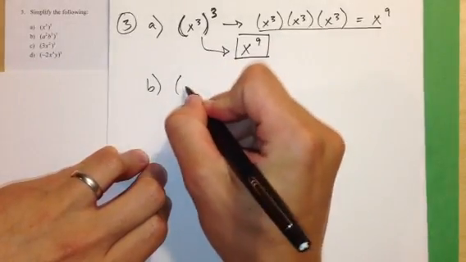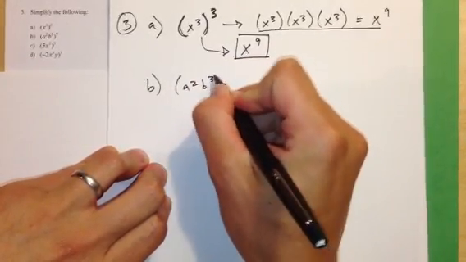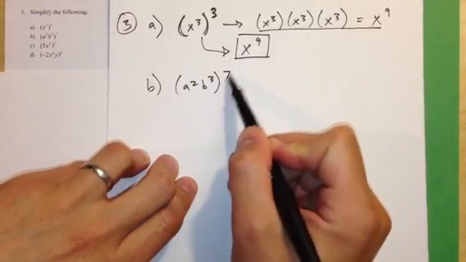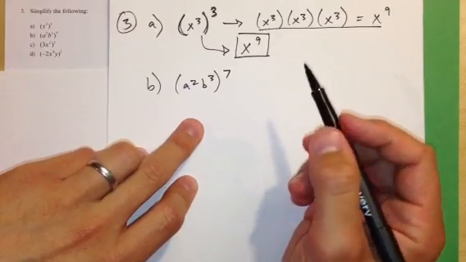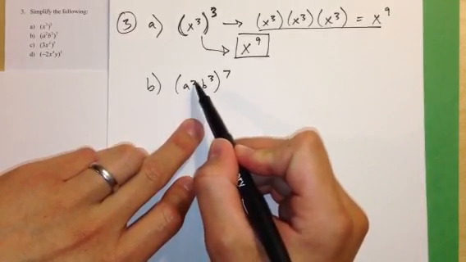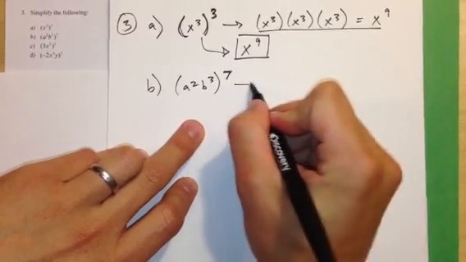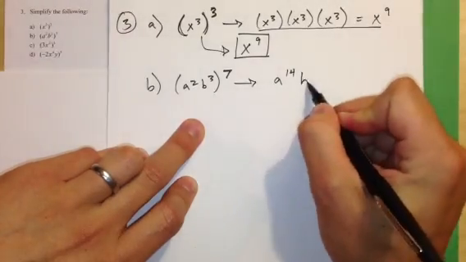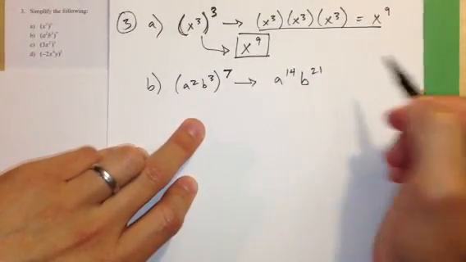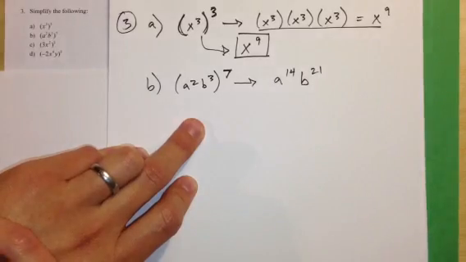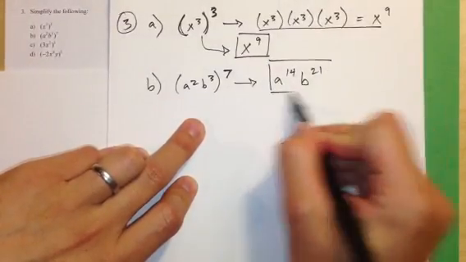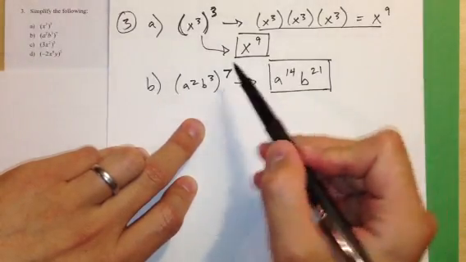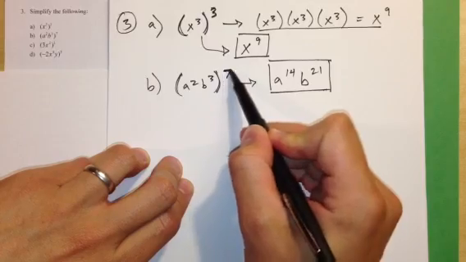Part B is the quantity a squared b cubed to the 7th power. So again, we have an expression raised to a power. We're going to be using the power rule. So we're going to be multiplying the exponent on a by 7. So now we're going to get a to the 14th, because 2 times 7 is 14, times b to the 21st, because 3 times 7 is 21. So our answer for part B is a to the 14th, b to the 21st. Again, we are using the power rule because we have a quantity all raised to a power.